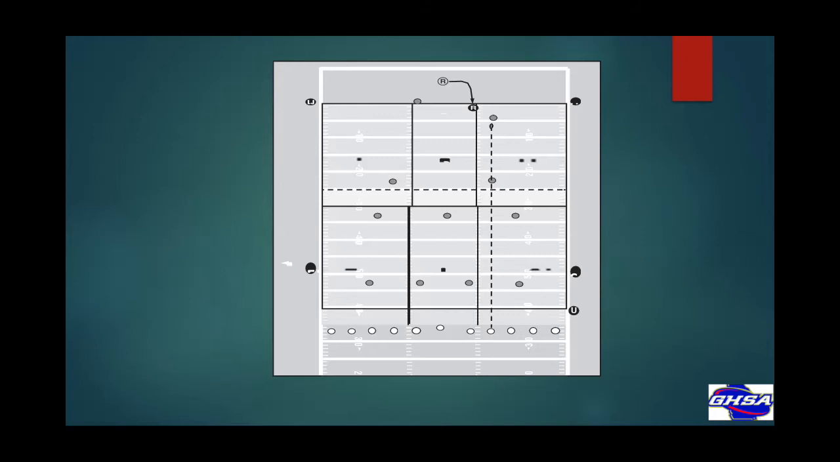So again, come off the sideline, find yourself a position somewhere between the numbers and the hash, depending on where the ball's kicked. If it's kicked to your side of the field, I would stay closer to the numbers. If it's kicked away from you to the opposite side of the field, I would be closer to the hash, maybe even a little bit inside the hash. And if it's kicked directly down the center of the field, then I find somewhere between the numbers and the hash.